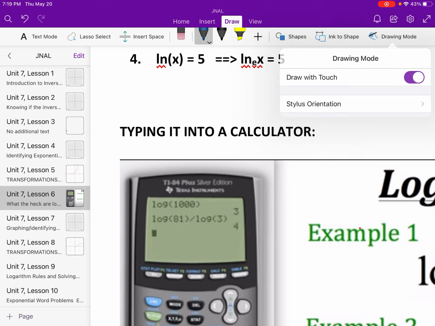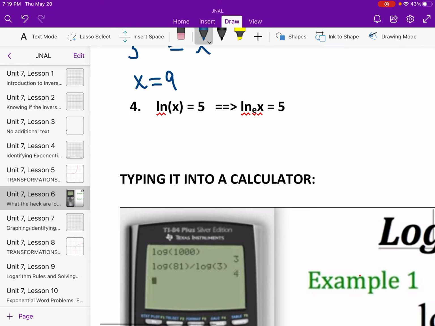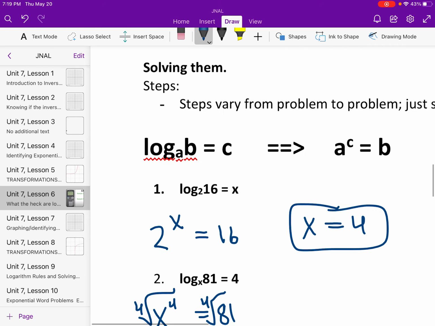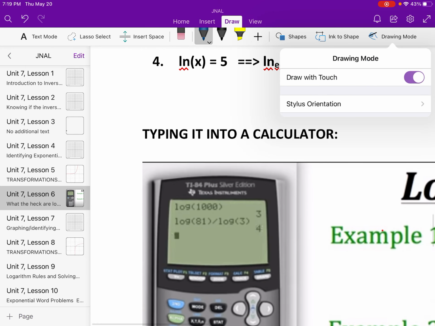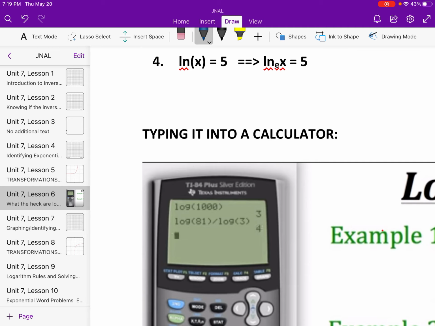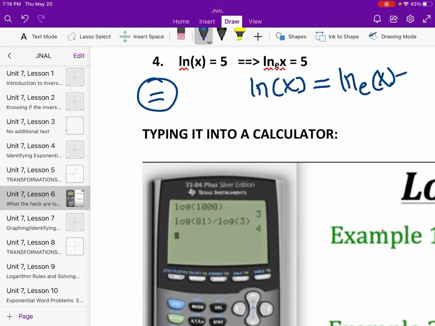I'm kind of confused about what I was trying to do here. Actually, maybe I was just trying to say that those are equal, because it doesn't matter if you have that e there, it's the same. There are 3 ways you can write that: if you just have ln of x, it's the same as if you write ln base e of x, or if you write log base e of x. It's the same thing. That's what I was trying to say.